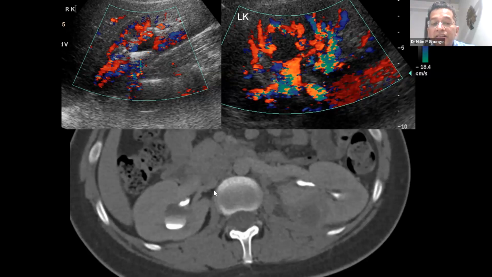This is a calyceal diverticulum, and on the other side you don't see any opacification here, and you see a peripherally enhancing area in the posterior part of the kidney. This is a renal abscess. So this is a renal abscess on the left side, and there is a calyceal diverticulum on the right side in the same patient.